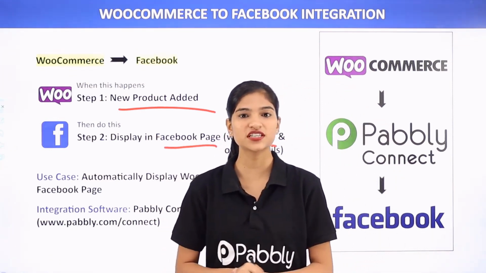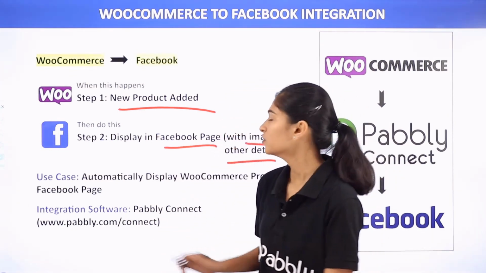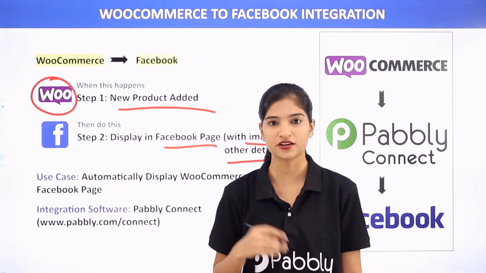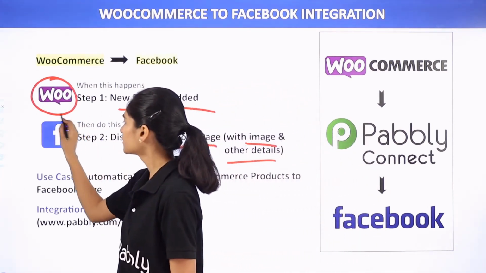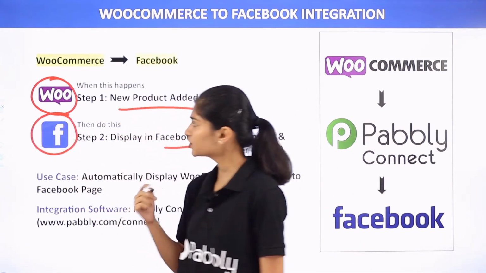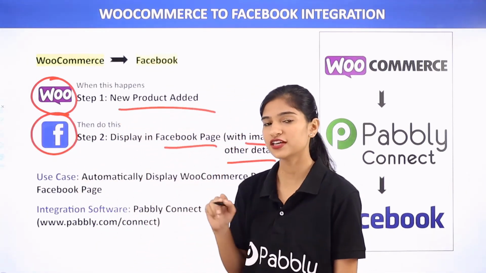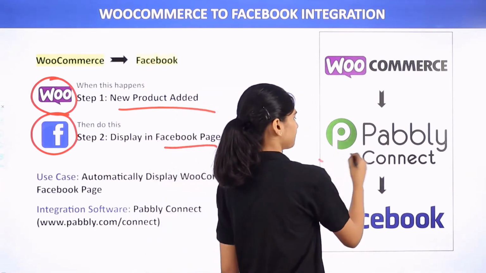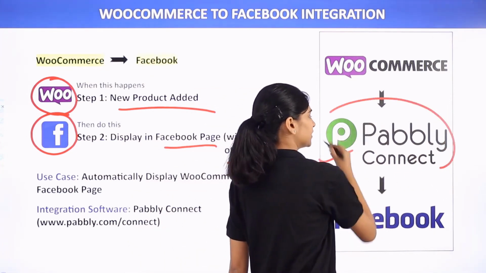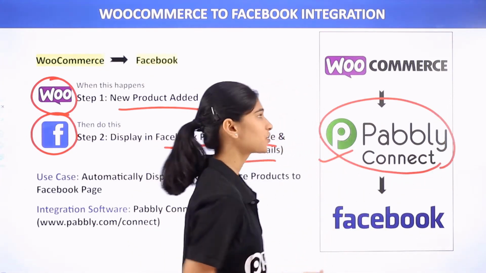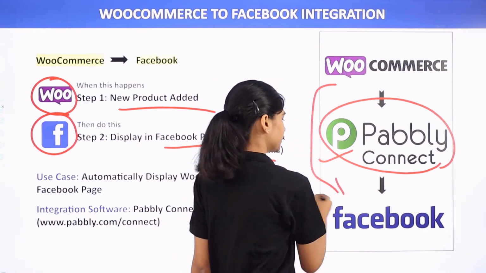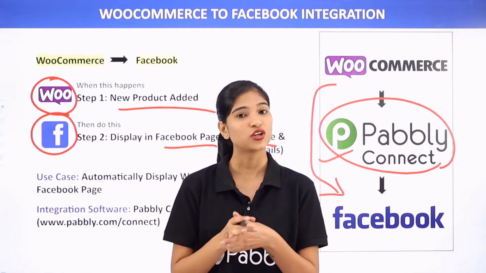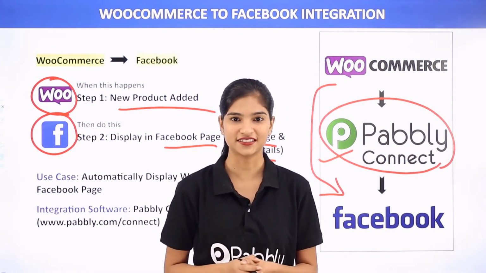First, let us know what these two software applications are all about. So WooCommerce is a software application where you can set up your online store and sell your products, whereas Facebook is a social networking site. The issue here is that WooCommerce and Facebook don't have any integration between them, and that is why we are going to use Pabbly Connect. So Pabbly Connect is an integration software which will help you to transfer data from WooCommerce to Facebook. The best part here is you don't require any knowledge of coding. So let me show you this on my screen.